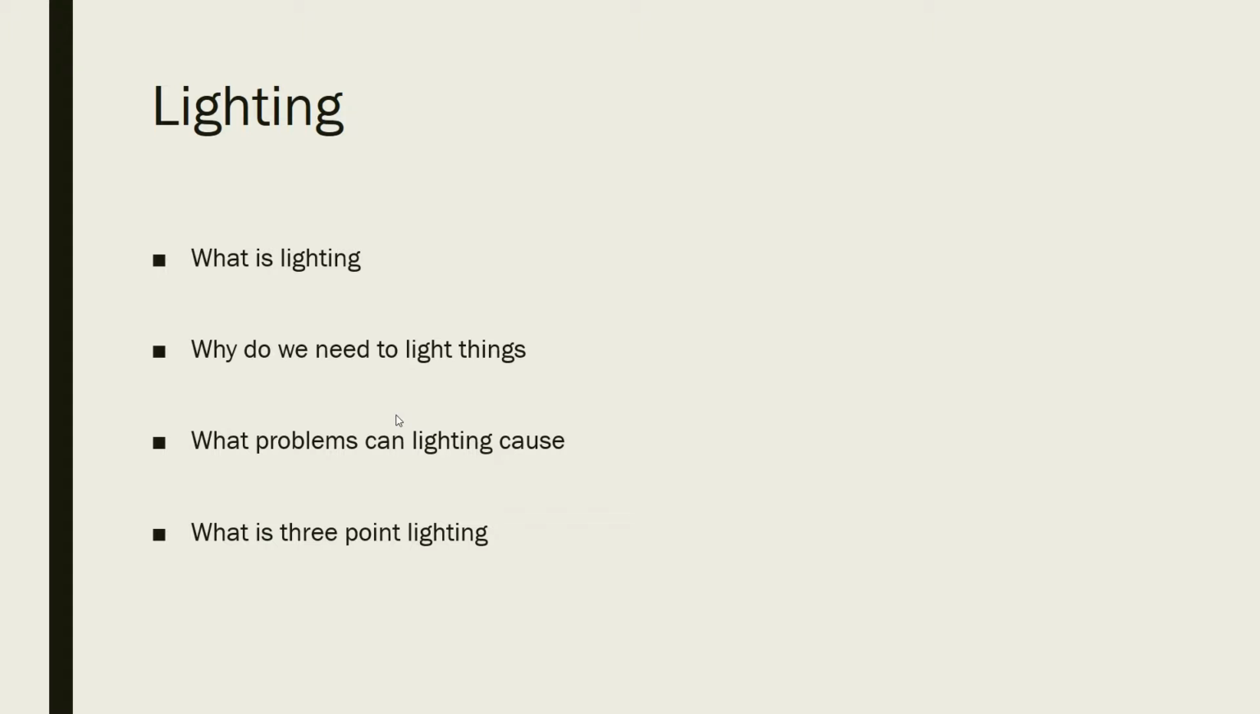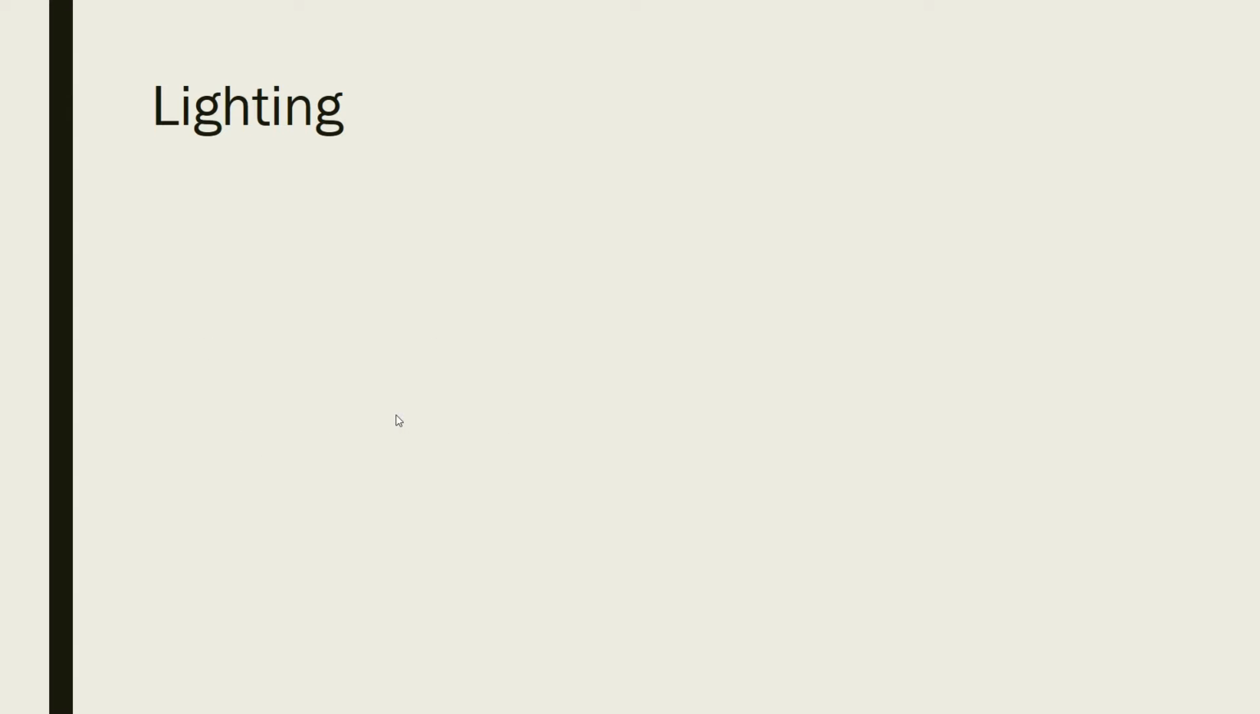And finally, what is 3-point lighting? This is something we're going to touch on in a few slides' time. But 3-point lighting essentially is a lighting setup done with 3 lights, which are your key light, your fill light, and your backlight, but I will touch on that later. First of all, though, I've got a little video to show you, so I'll go ahead and give this a play, and then we'll have a chat.